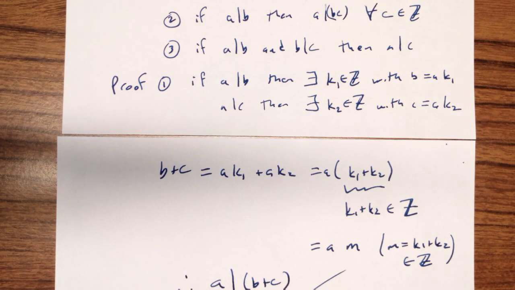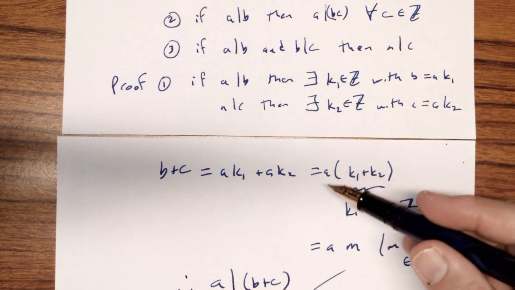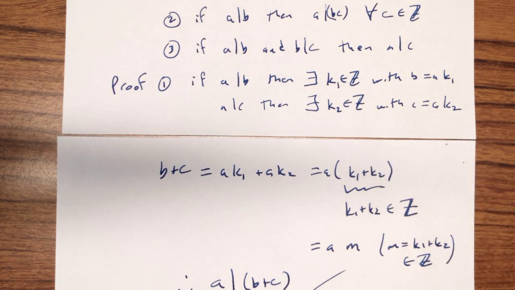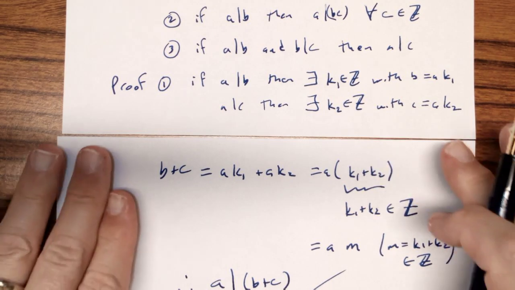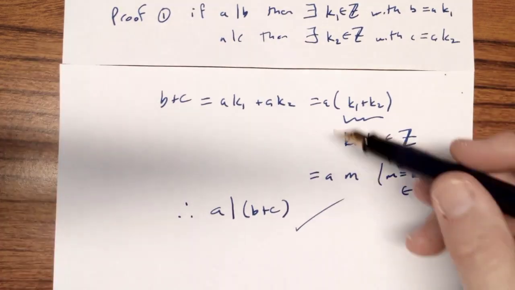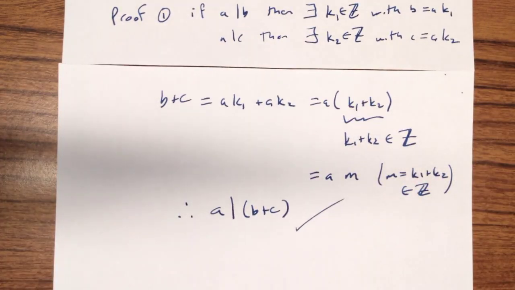The other claims follow similar direct proofs. All we have to use is properties about integers and properties about multiplying and dividing. Like here, we use the distributive rule.